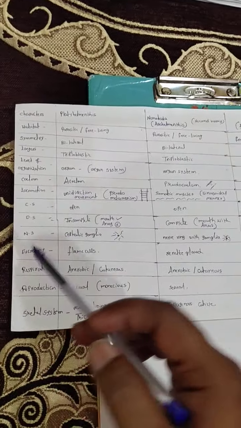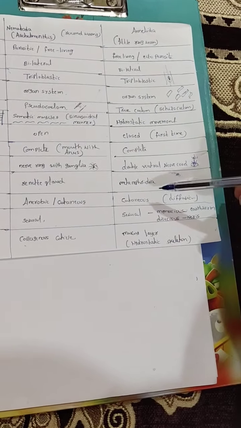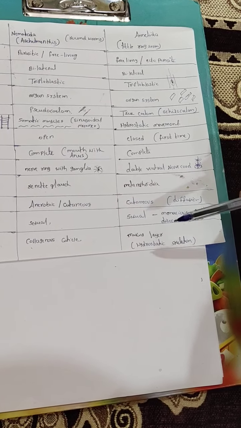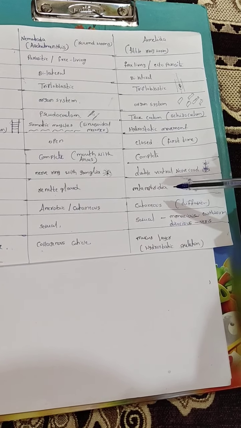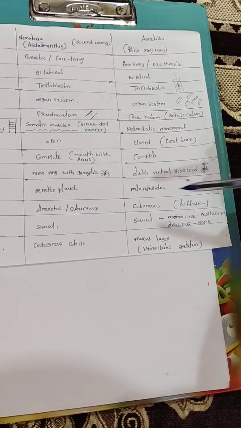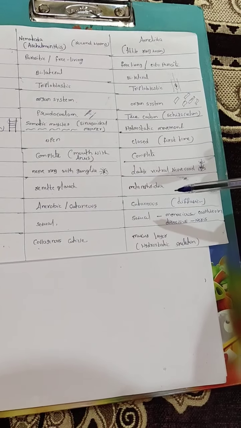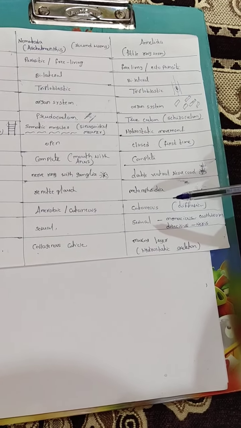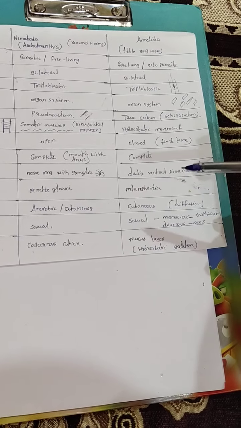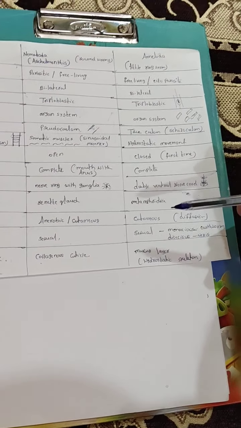And the excretory system, they have a kidney. That kidney is called a metanephric kidney. Metanephric kidney indicates they have nephrons. The structural and functional unit of kidneys is known as the nephron. If that is present, that kidney is called a metanephric kidney.